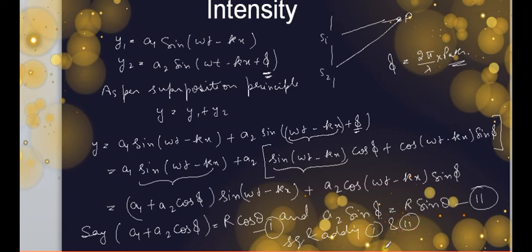What you will get here is r square is equal to a1 square plus a2 square plus 2a1 a2 cos phi. Okay, so you will get this. Now what is this r? This r is the amplitude of the superimposed wave. So the wave generated after the superposition of S1 and S2 has the resultant amplitude r. Here a1 and a2 are the amplitudes of waves generated from S1 and S2. Also, intensity is proportional to amplitude square. So using this formula we are arriving at the new result.